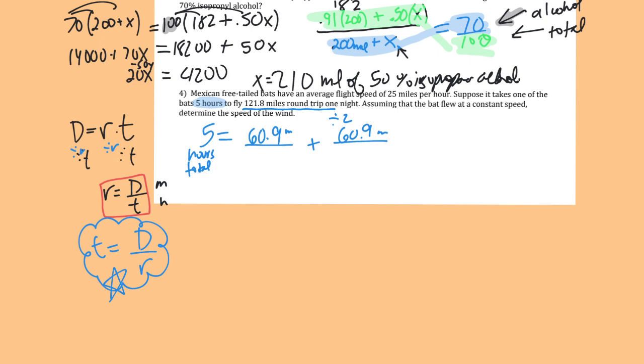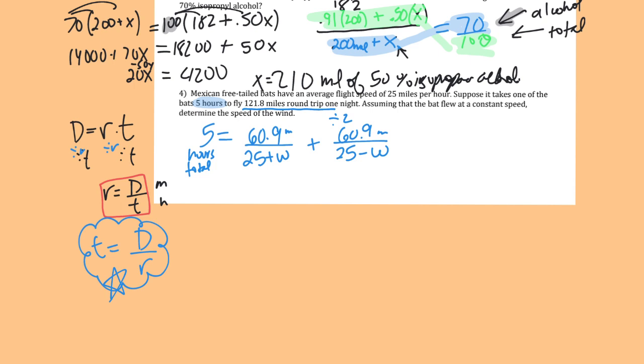Okay. And so again, time is equal to the distance you went divided by the rate that you went. Okay. So again, if you had to go 60 miles and you went a mile per hour, that is not very fast. It's going to take you 60 hours to do it. So you divide by your rate of speed. So normally a bat can go 25. But with the wind, their velocity is increased. And against the wind, their velocity is decreased by the rate of the wind.